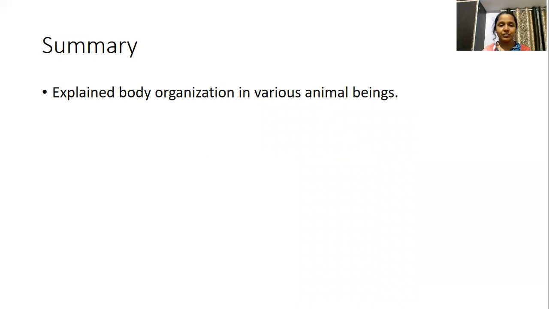So to conclude, in this session, we discussed the organ level body organization. In the body organization, we came across protoplasmic level body organization, cellular level body organization, tissue level body organization, organ level body organization, organ system level, and ultimately the organism. The protoplasmic level includes the protozoans, the unicellular animals, which perform all their body functions or life activities by a single cell. That is the protoplasmic level body organization.